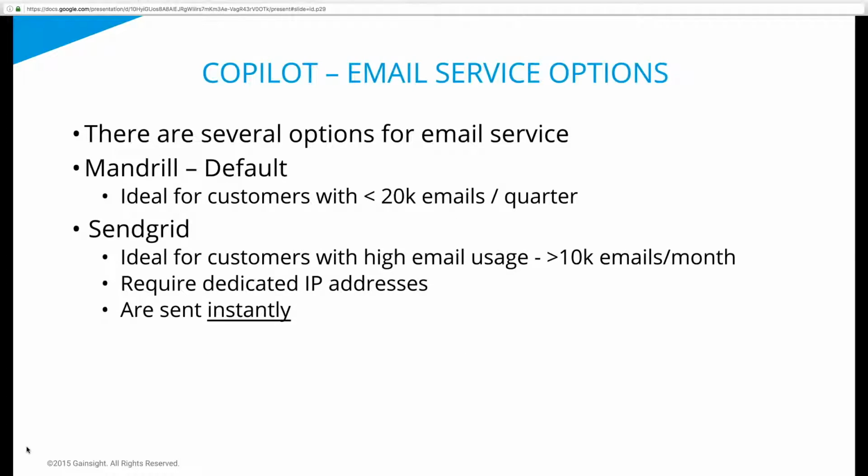As far as the email service options go, there are a few different ones that you can choose from. Basically, you can either choose Mandrill, which is the default. This is ideal for any customer that's sending less than 20,000 emails a quarter. If you are going to be sending more than 20,000 emails a quarter, we do recommend that you use SendGrid instead. This is able to send out more than 10,000 emails a month. It's going to require a dedicated IP address, but they are sent instantly. So the second that you click send, they're automatically sent out. Whereas with Mandrill, whenever you send, it will send them out, but it might take a little bit longer. So those are the key differences between those two options.